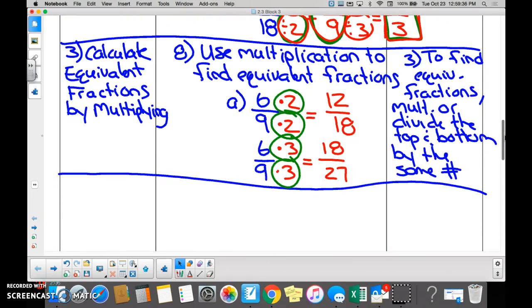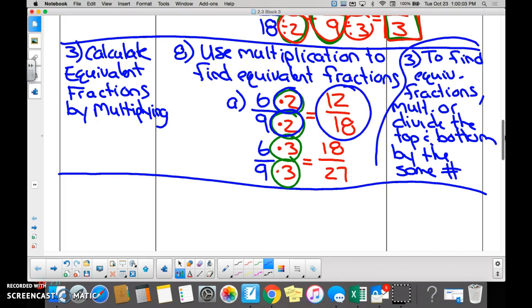What if something is already reduced, or what if you don't want to reduce to find an equivalent fraction? So you don't want to use division. You could also use multiplication, and it's the same thing. If we have 6/9, we could reduce it by dividing both the top and the bottom by 3, or we could use multiplication and multiply the top and the bottom by the same number. So we multiply the top by 2 and the bottom by 2, and we ended up with what? 12/18.